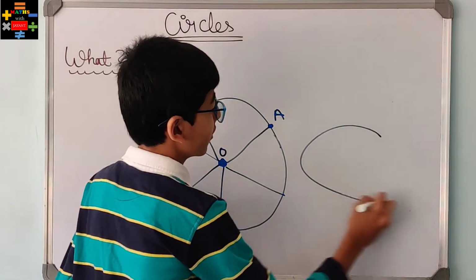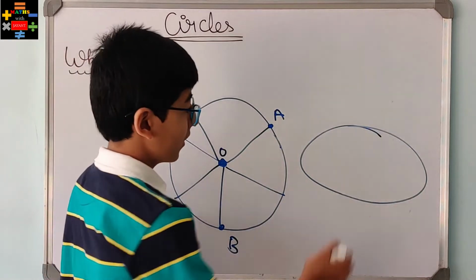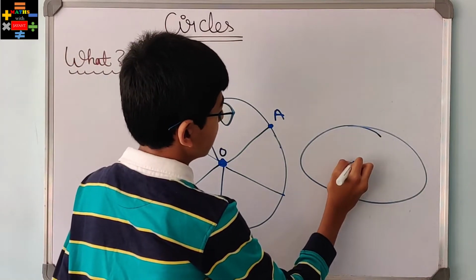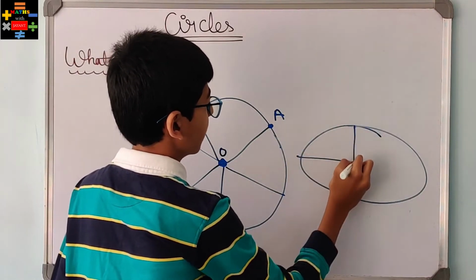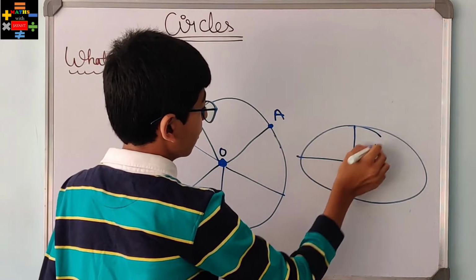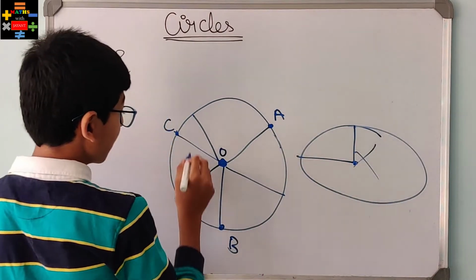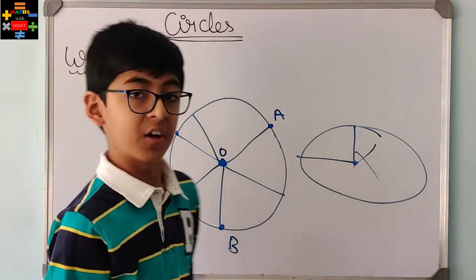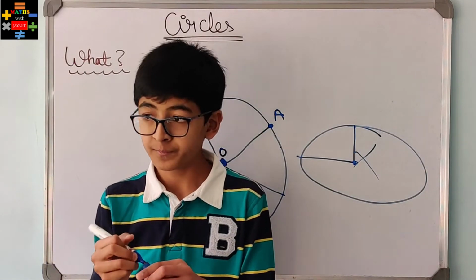Okay, so could I call this a circle? No. Why? Because I take a center point, and this length is much more than this, right? So this is not going to be a circle. Only if the distances are equidistant will it be a circle.